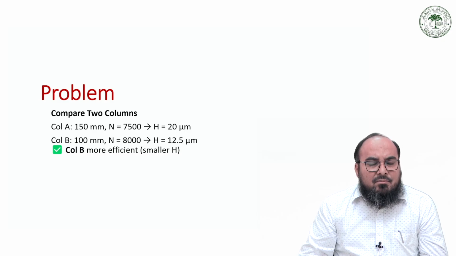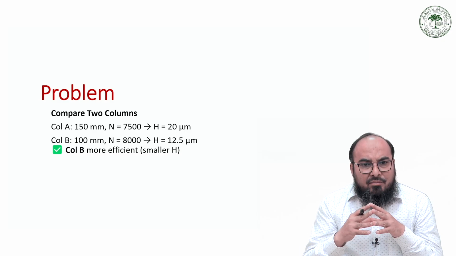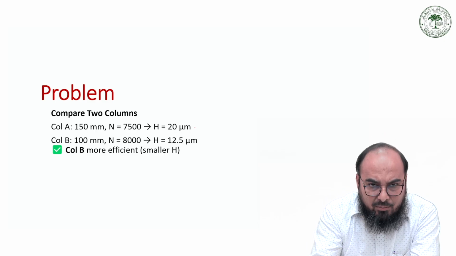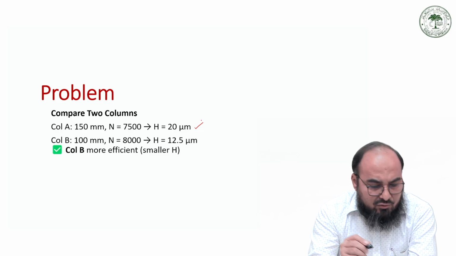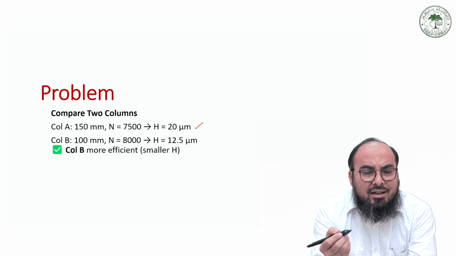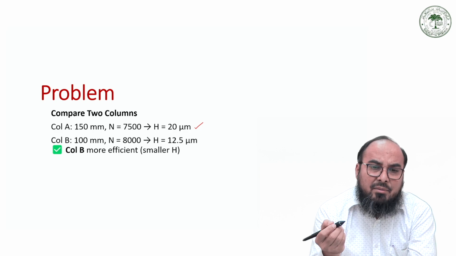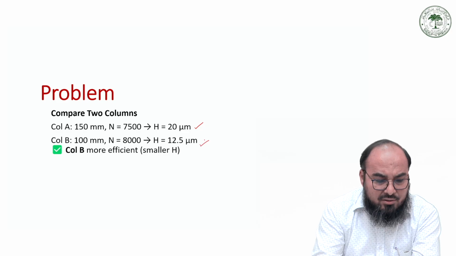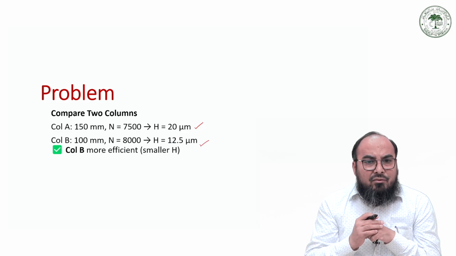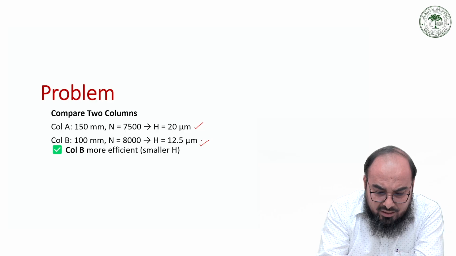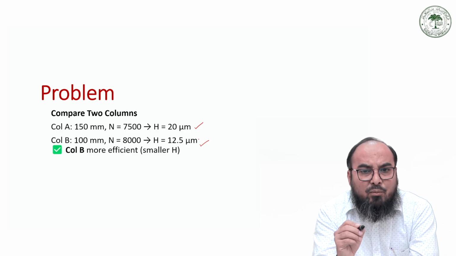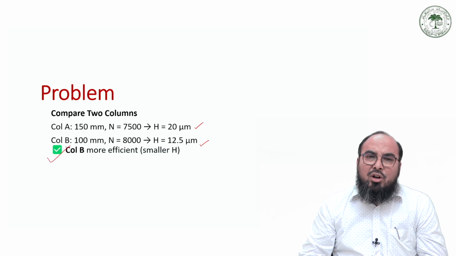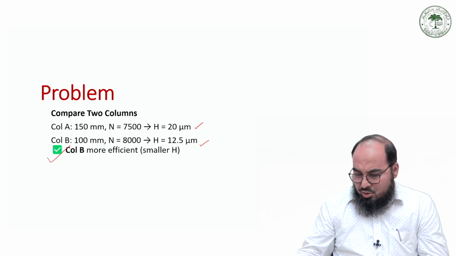Now we have a column which is 150 millimeter long and it has 7500 theoretical plates. So the height equivalent to theoretical plate in this case is 20 micrometer, while in the other column, column B, it has a length of 100 millimeter with a number of theoretical plates of 8000. If you calculate H is equal to L upon N, we know that, you can see that here the height of the theoretical plate is 12.5. Since it is small, we can say that column B is more efficient. It will give better resolution.